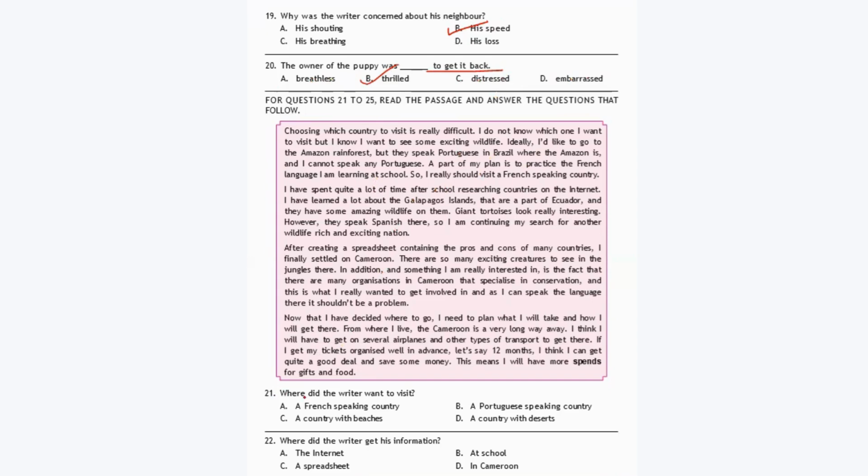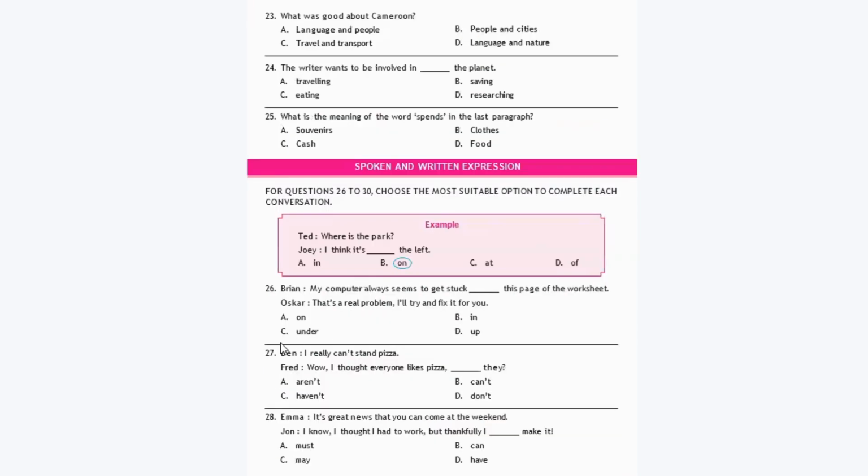Okay, now where did the writer want to visit? Okay, so he wants to visit a French-speaking country. Where did the writer get his information? He gets the information from the internet. Now, the next question, what was good about Cameroon? It was the language and nature.